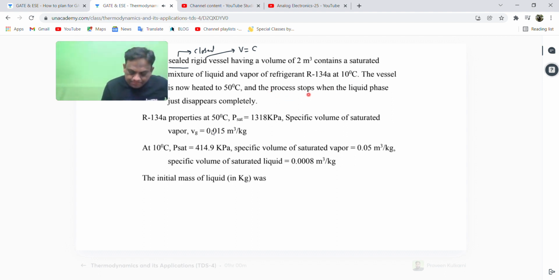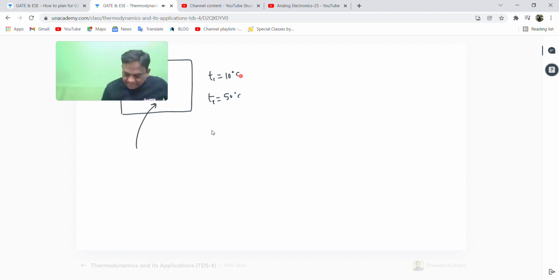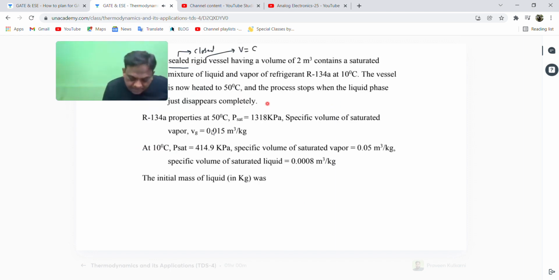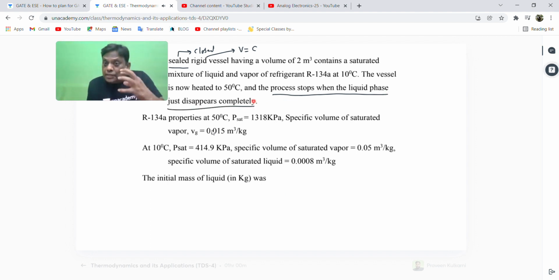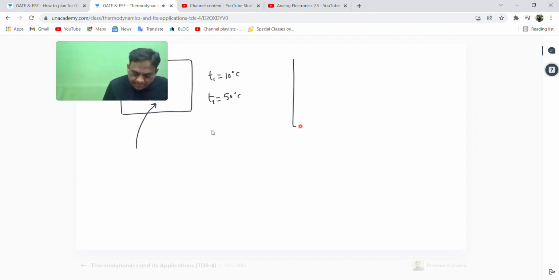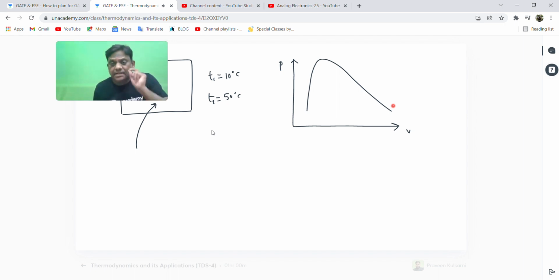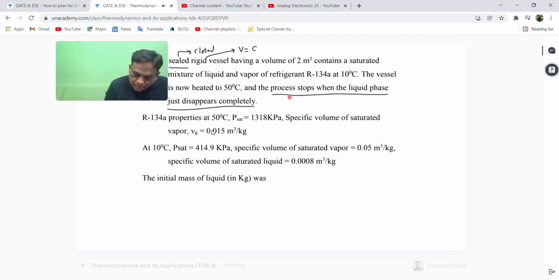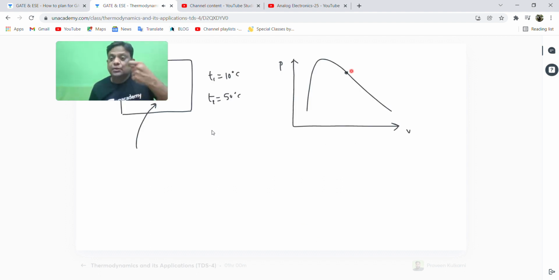Okay, the vessel is heated. The process stops until the liquid phase just disappears. Read the question carefully. The process stops when the liquid phase just disappears. Listen carefully. Let me represent it on a PV diagram. Initially there is a liquid vapor mixture. Finally, what did it say? The process stops when the liquid phase just disappears. When the liquid phase is just disappearing, it means it is reaching saturated vapor.